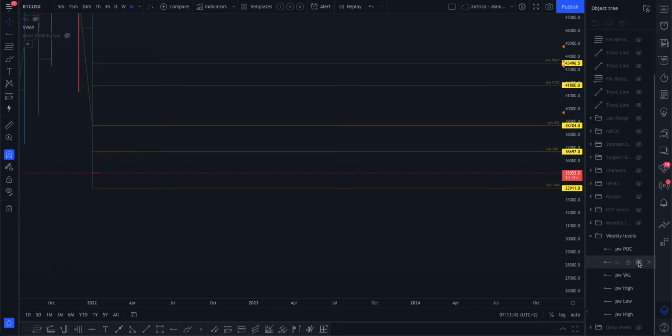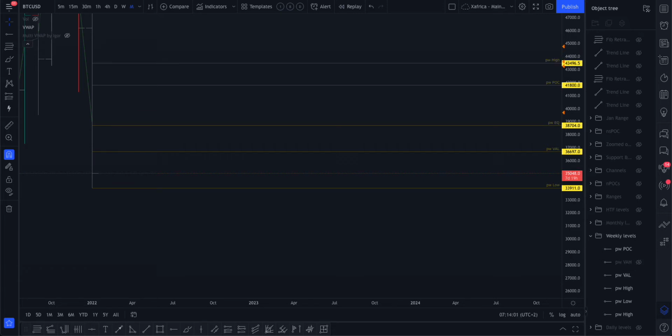So the previous week high is 43496, and the value area high is 43497. It doesn't really make sense, but that's how it is.